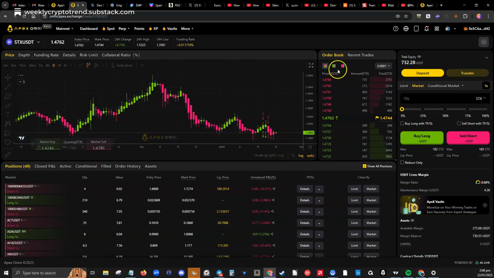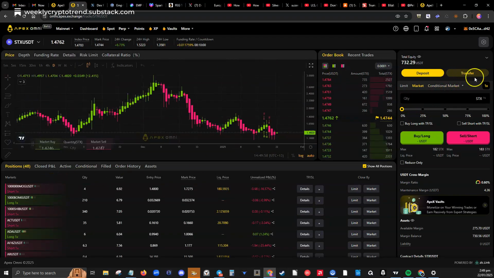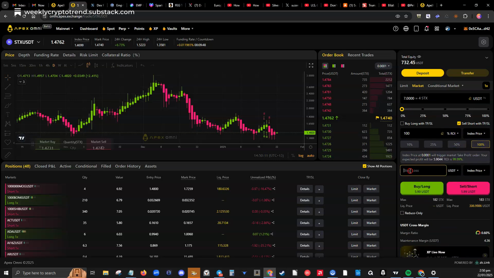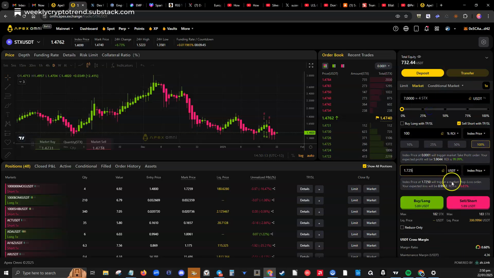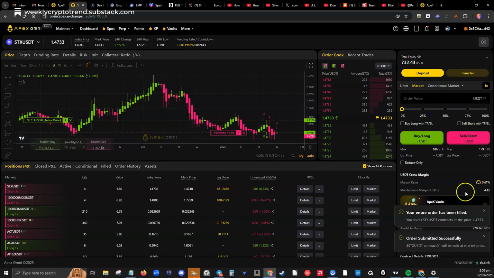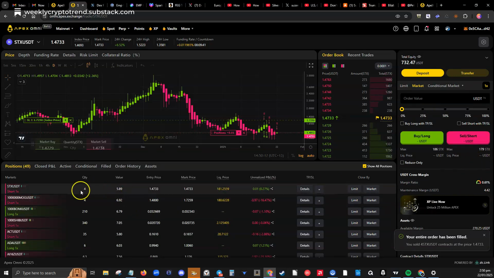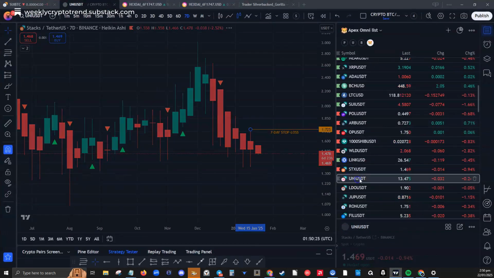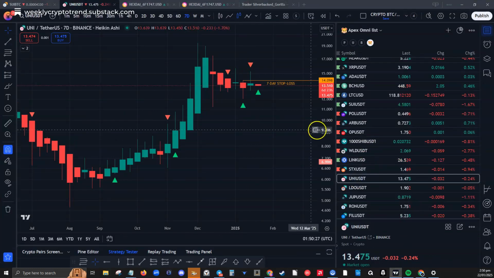STX. No, we don't have a position. So we wanted to do a short. Let's change that to USD. Sell short. Short. Done. Position size $5.89, 1x, beautiful. Done. So that was a short.